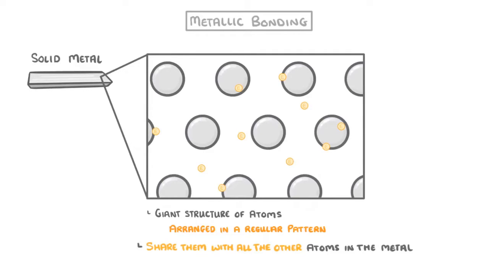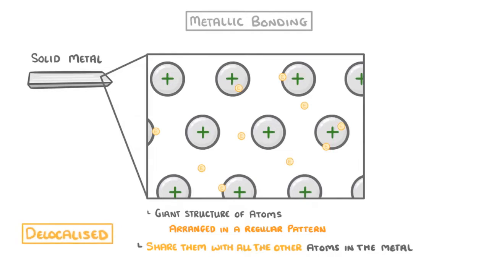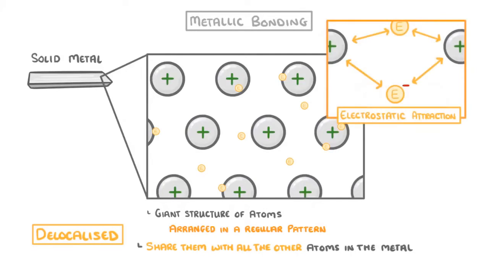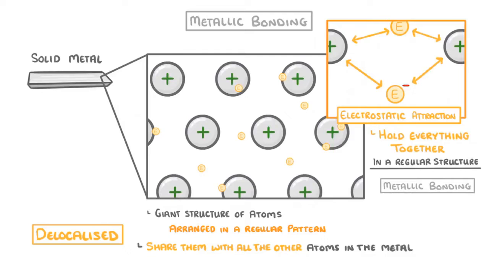This means that the atoms will all become positive ions because they've lost negative electrons. And because those electrons are now free to move about, we call them delocalized electrons. So there will now be loads of strong electrostatic attraction between the positive ions and the negative electrons. And it's these forces of attraction which hold everything together in a regular structure. So we call this metallic bonding.